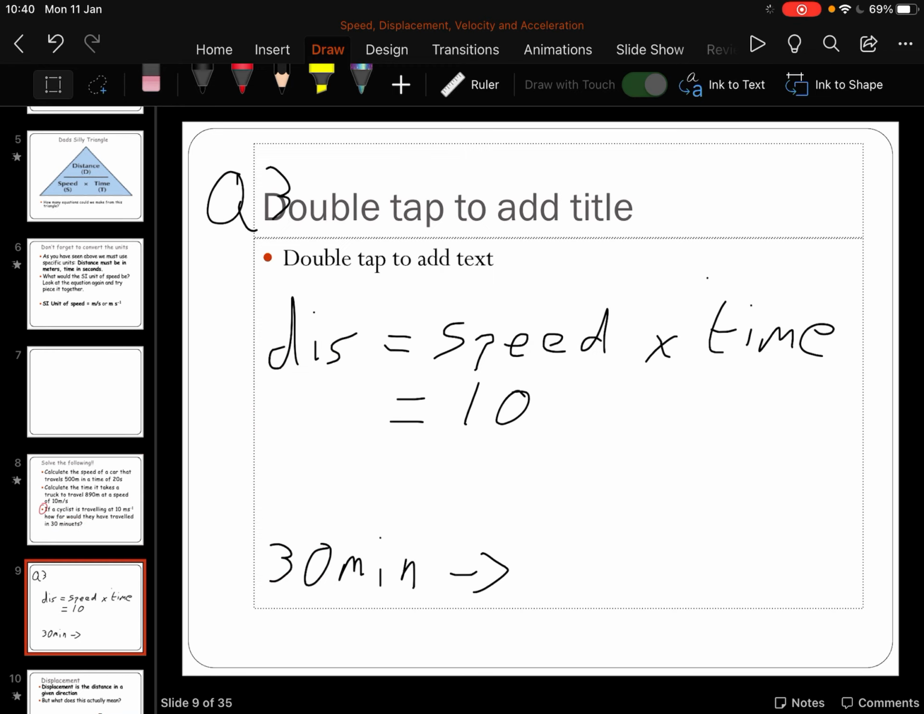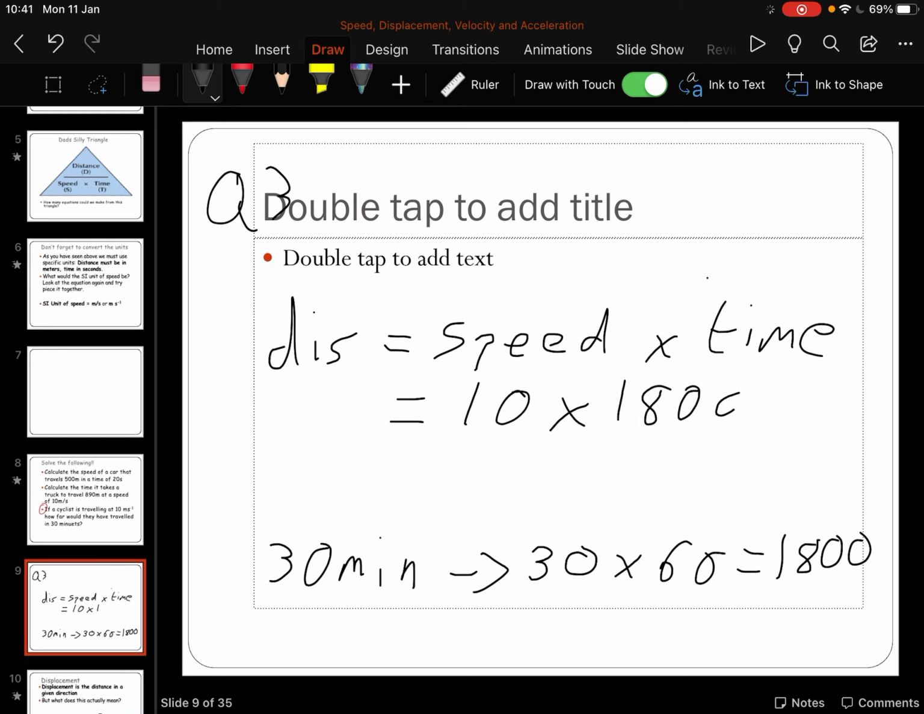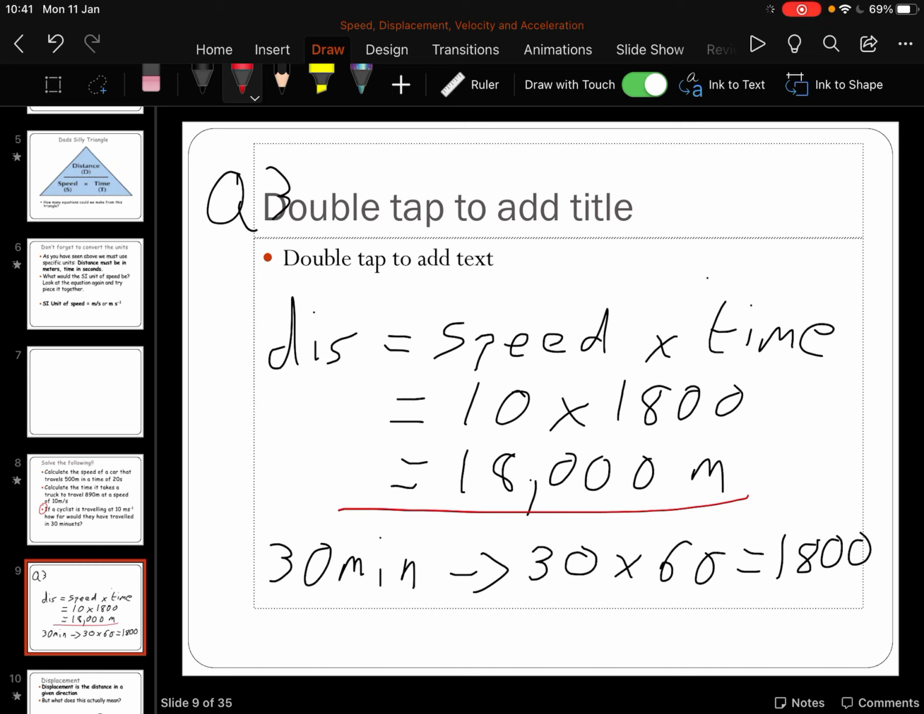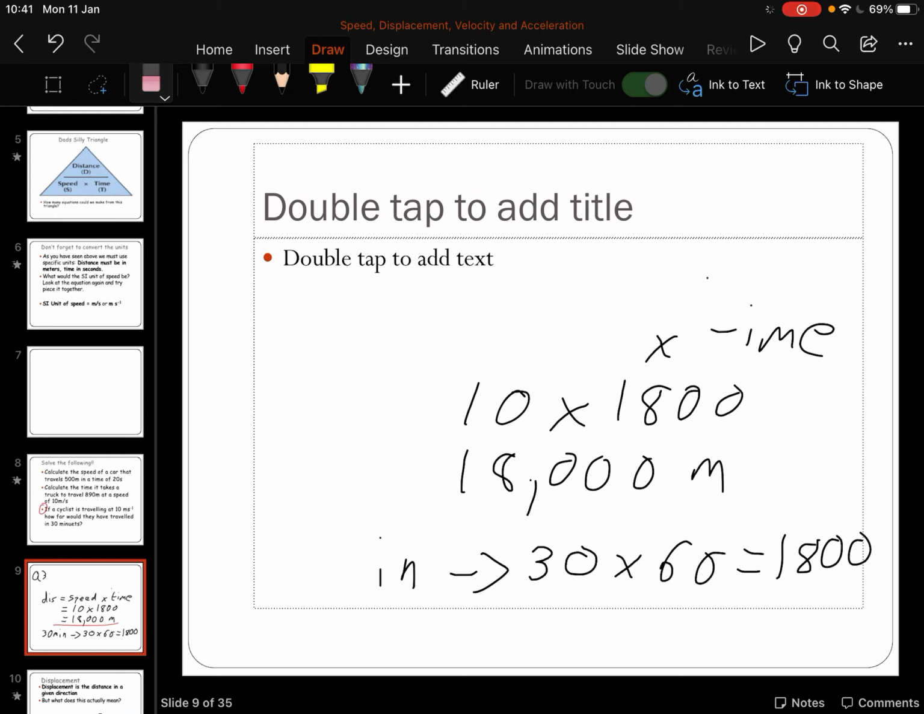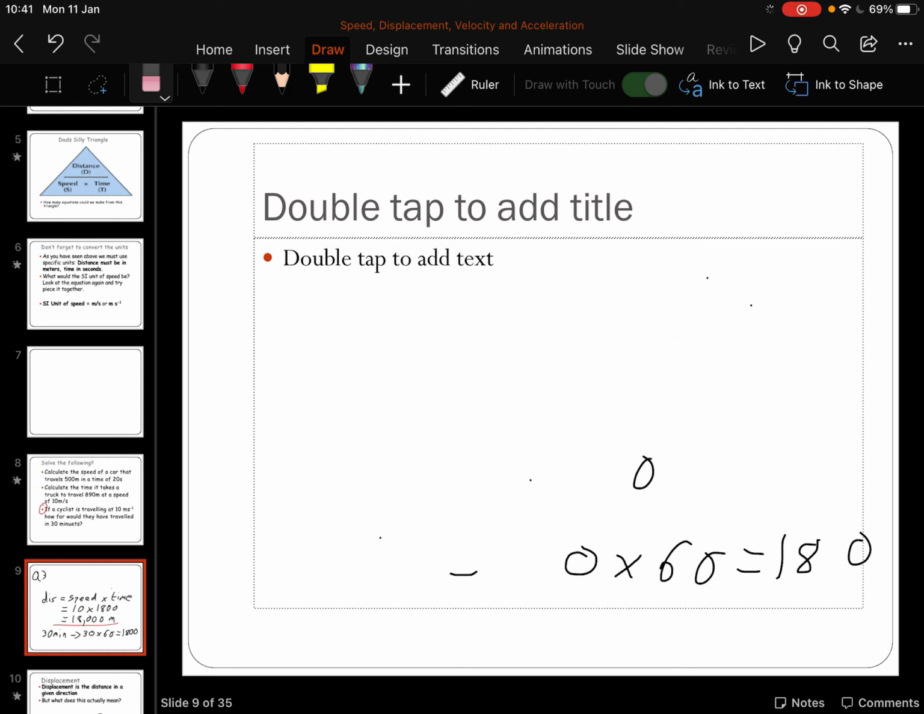All right, so how do we convert 30 minutes? What did we do earlier? 30 by 60, that's all. Multiplied by 60, 60 seconds for every minute. That gives us 1,800 seconds. So that becomes 10 by 1800, which gives us 18,000 meters. And there you go. So that's it. There are the three different ways the equation can be written out.